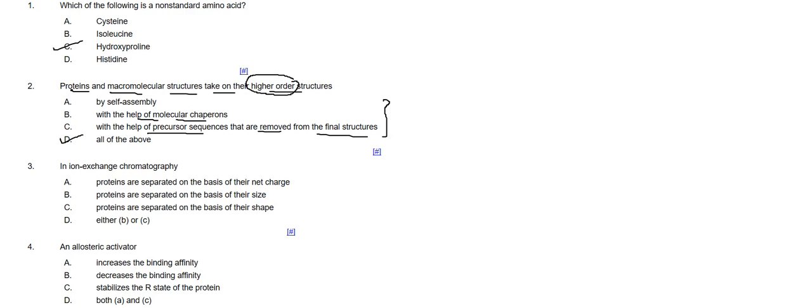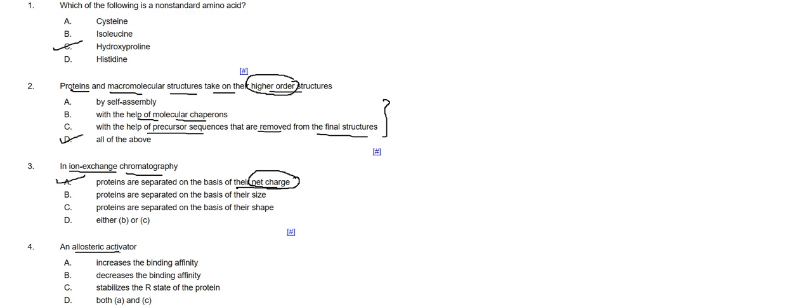Next is ion exchange chromatography. In ion exchange chromatography, proteins are separated best based on their net charge. Okay, based on their net charge, proteins are separated in ion exchange chromatography.